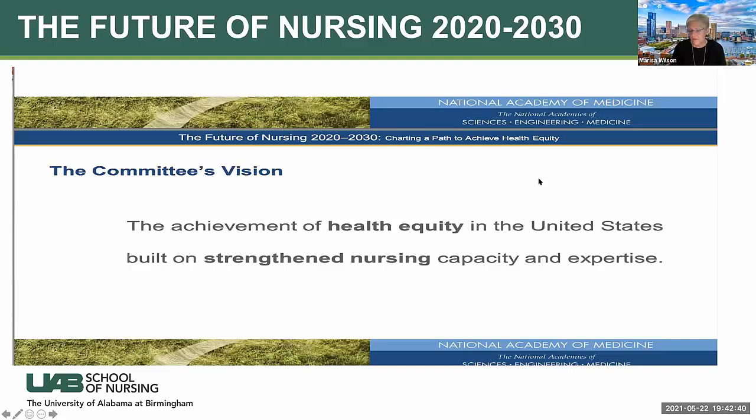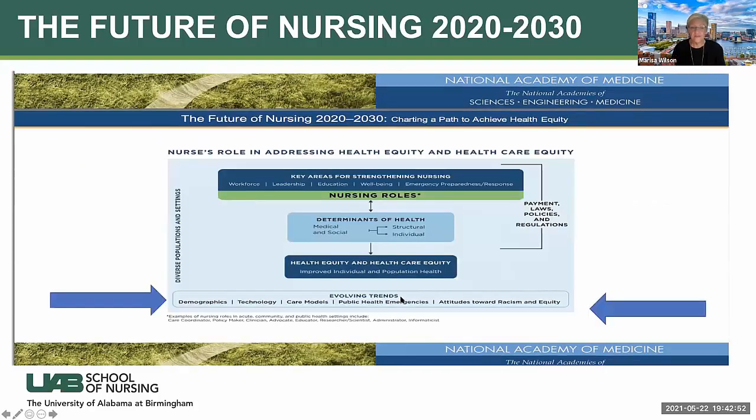So their vision, the future of nursing, is to achieve health equity in the United States and build that on strengthened nursing capacity and expertise. So again, this is just the nurse's role in addressing health equity and health care in the US. Underscoring all that: technology, demographics, care models, emergencies, and attitudes. Most of that comes to us right through information technology, informatics processes, and the data we collect.